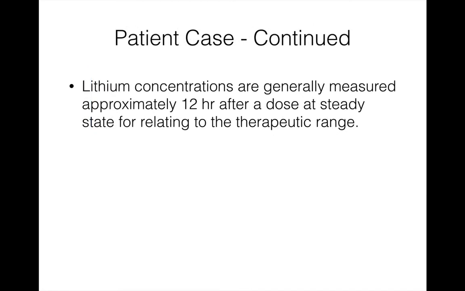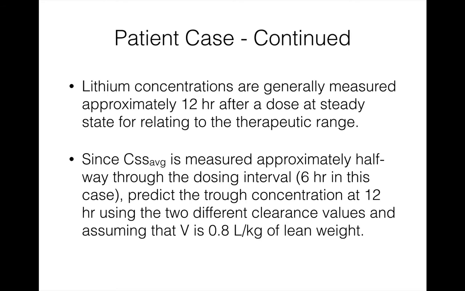Let's continue on. Lithium concentrations are generally measured about 12 hours after a dose at steady state for relating to the therapeutic range. Since CSS average is measured approximately halfway through the dosing interval, or 6 hours in this case, what we'd like to do now is predict the trough concentration at 12 hours using the two different clearance values and assuming that volume of distribution for the population is 0.8 liters per kilogram of lean weight.